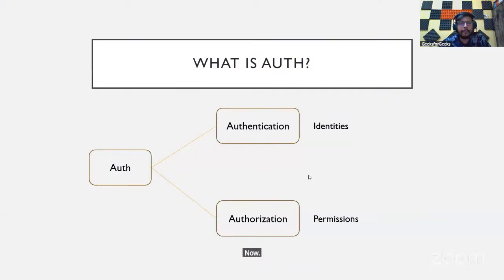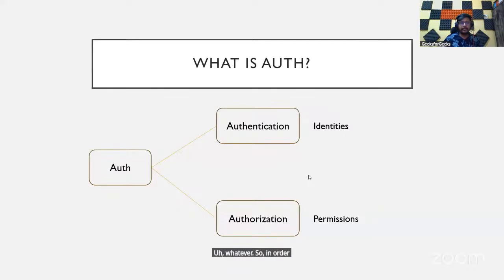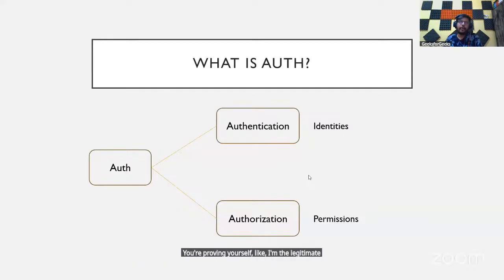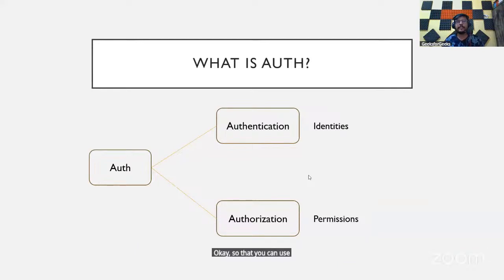Now, what is IAM? Before understanding IAM, you should be aware of auth. Now, auth comes in two types: one is authentication, and the other is authorization. Okay, now let's take the example of your office building. You got some ID card or whatever. In order to enter that building, you use that ID card. What it tells is that you're proving yourself: I'm a legitimate employee of this office. So here also, authentication means you're proving yourself so that you can access the AWS services. So the first thing that comes is authentication.